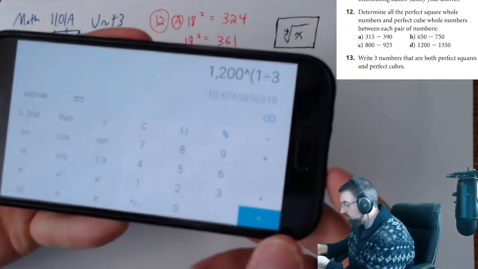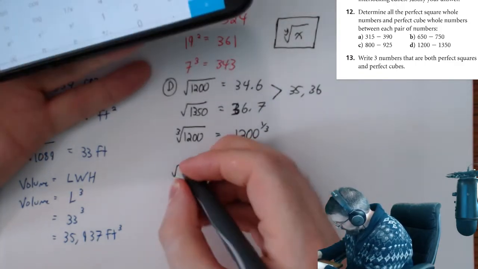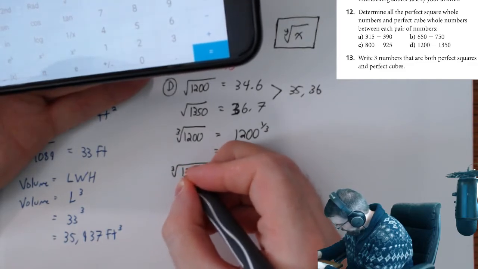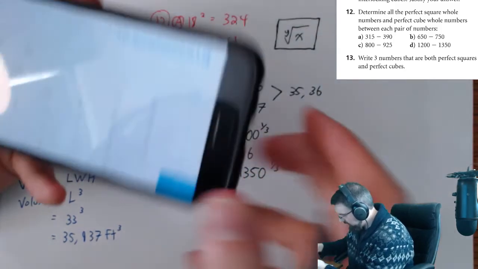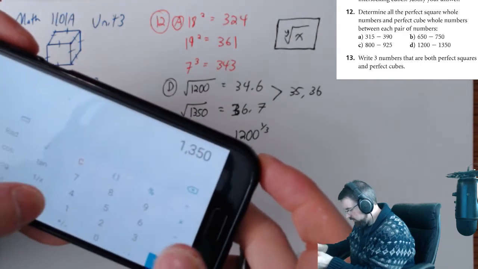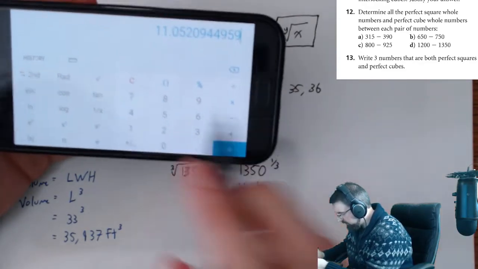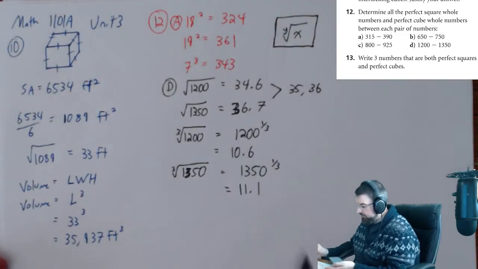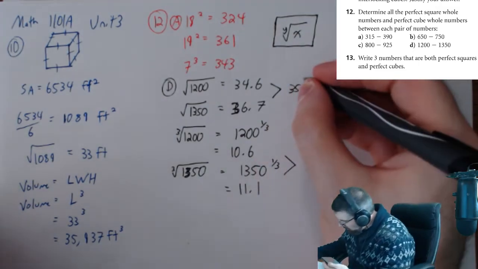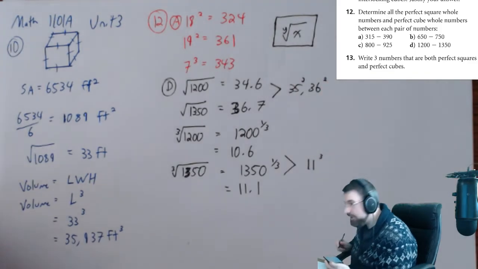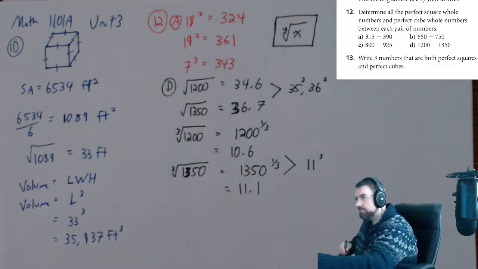All right, so I'm going to raise it to the power of 1 over 3, like I said, and then we end up with 10.6. Now if I do the cube root of 1350, that's going to be 1350 to the power of 1 over 3, like so. We get 11.1, rounding to 1 decimal place. So the only number in between is going to be 11. Okay, so we have 35 squared and 36 squared, and we have 11 cubed as the ones that are in this interval.